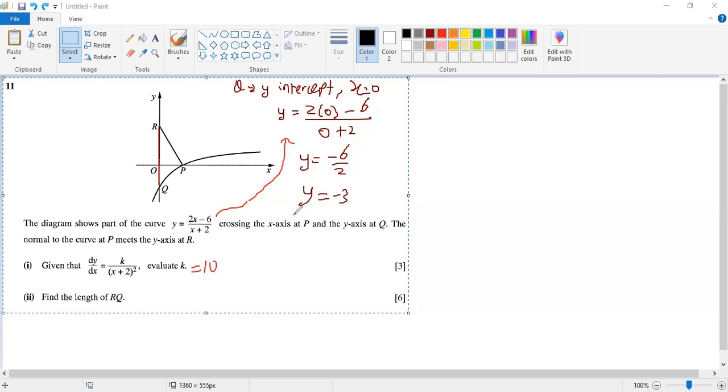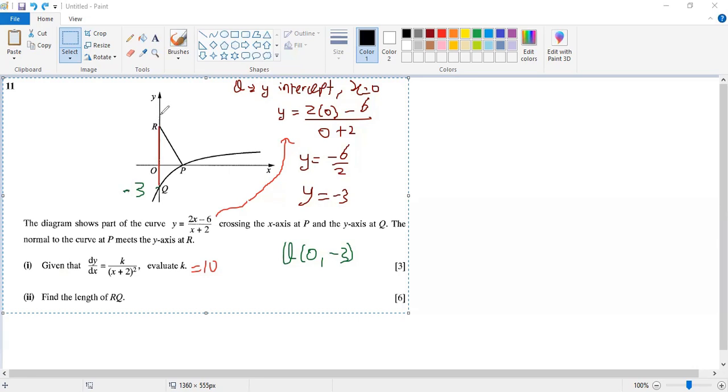So y equals negative 3. Okay, that's what it means. So that means the coordinate of Q is easily found as (0, -3). So please take note. I'm going to mark this as negative 3. This is the meaning of the Q here. Okay, so we understand it.